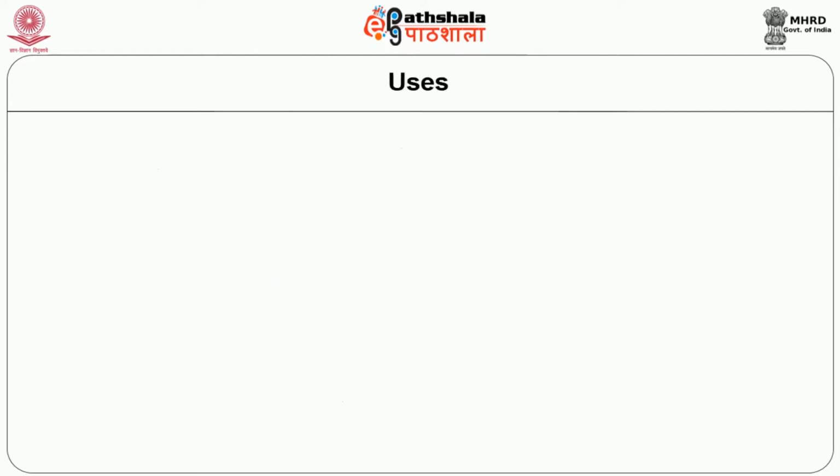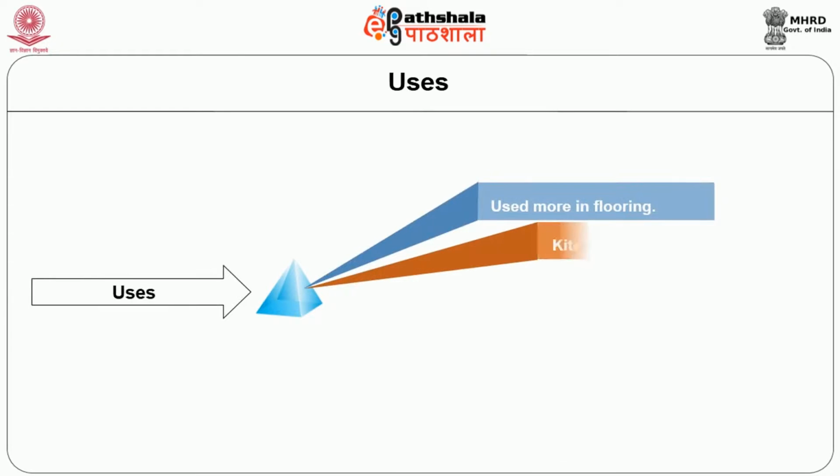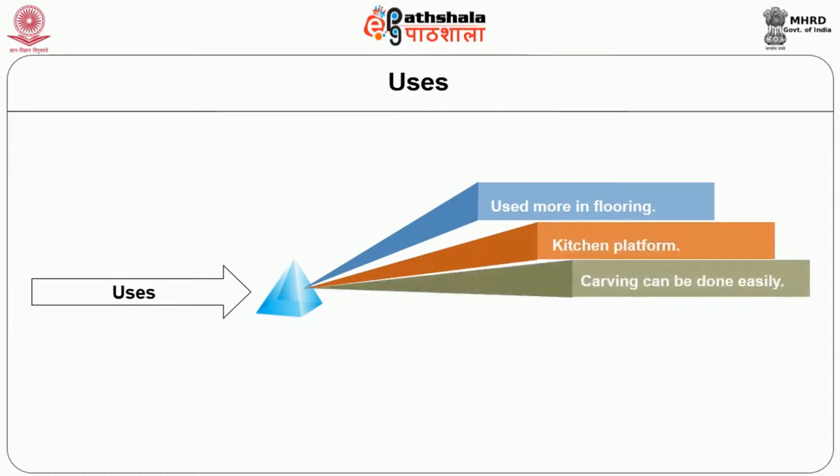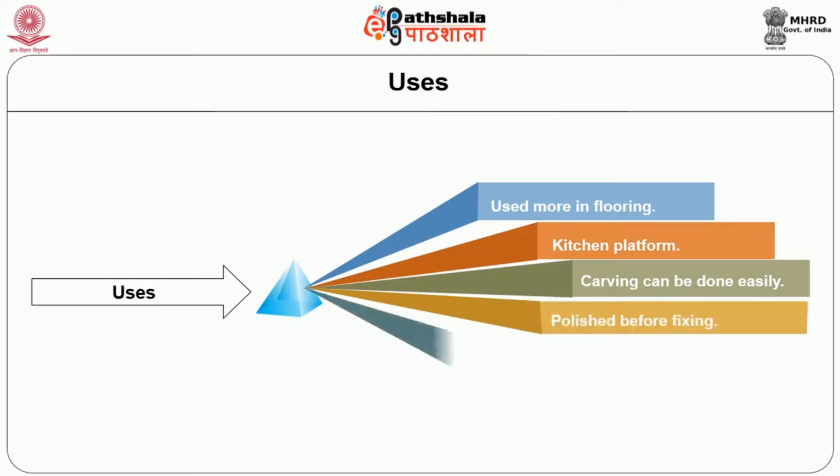What could be the uses of this particular material? It is used more for flooring, and can also be used for kitchen platforms. Carving can be done easily in this material. It should be polished before fixing. In residences, hotels and offices, this material is used.